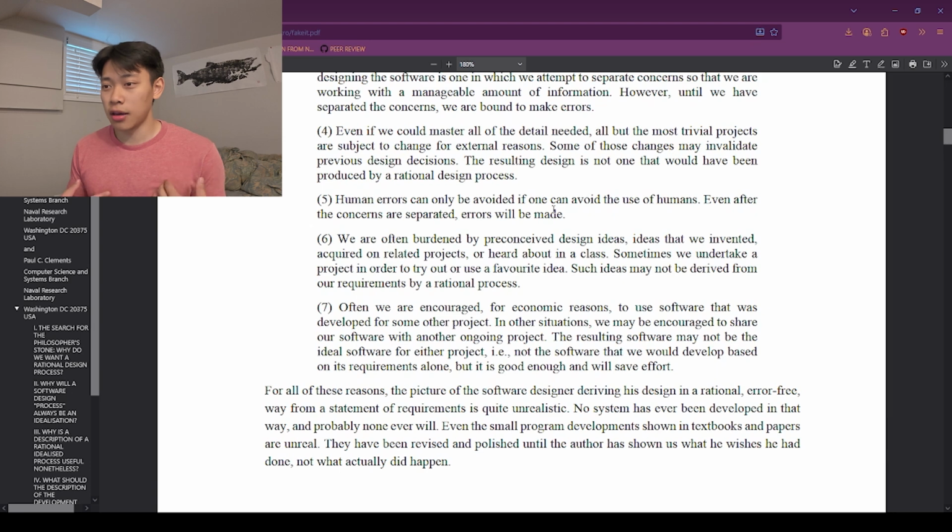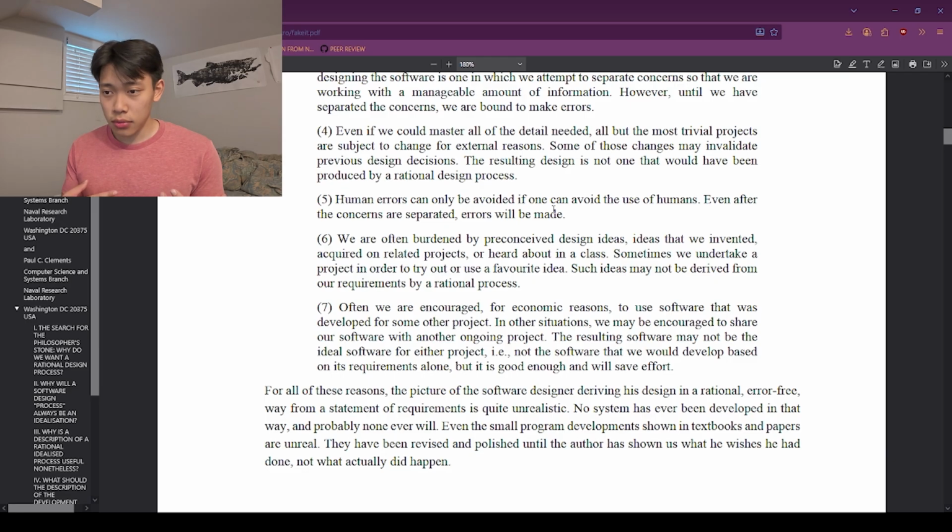Such ideas may not be derived from our requirements by a rational process. 7. Often we are encouraged for economic reasons to use software that was developed for some other project. In other situations, we may be encouraged to share our software with another ongoing project. The resulting software may not be the ideal software for either of the projects.